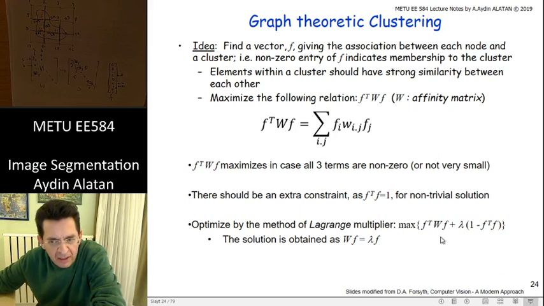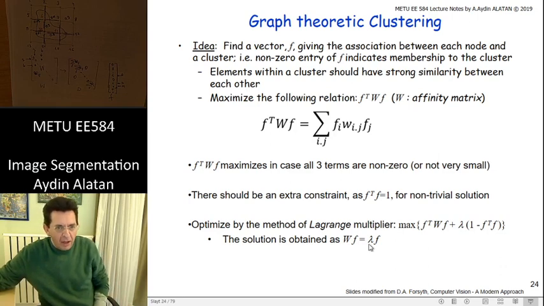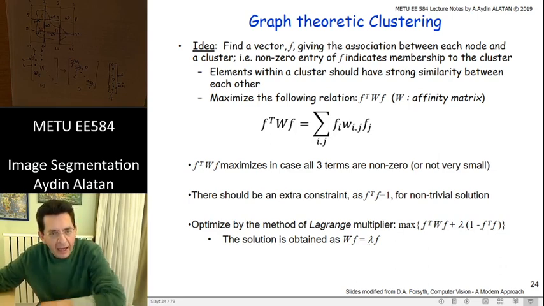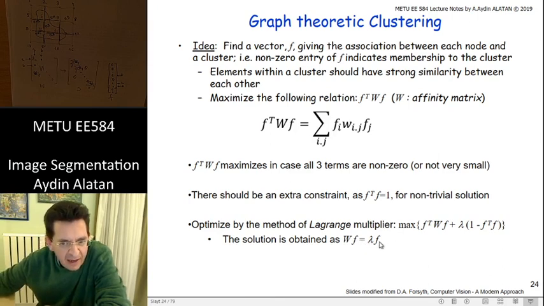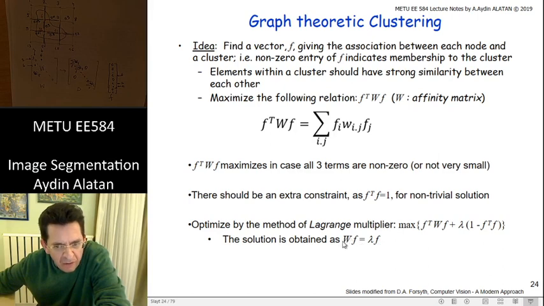Please note, we did before, taking the derivative of this thing with respect to f and equate to 0 will give us nothing but the famous eigenvalue solution. Therefore, we obtain a matrix times an unknown f is equal to lambda times f. This is the f satisfying. This is nothing but the eigenvectors of w, and lambda is the eigenvalues of it.